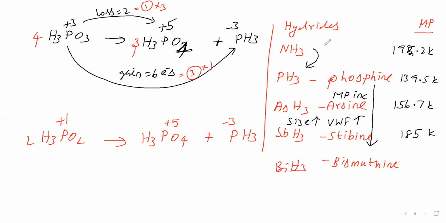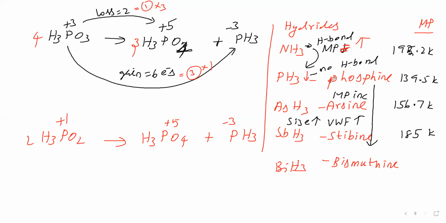From ammonia to phosphine, the melting point decreases, because in ammonia the intermolecular force of attraction is hydrogen bonding. In phosphine, no hydrogen bonding. In ammonia only, hydrogen bond is there. In the rest of the category, hydrogen bond is not there. So the melting point of ammonia is higher when compared to phosphine.